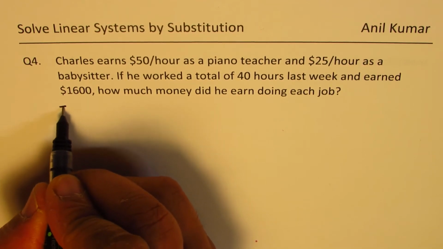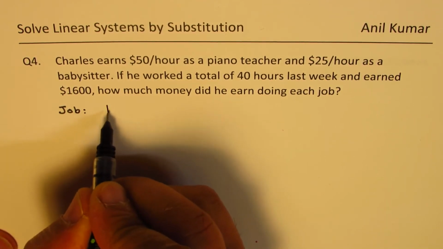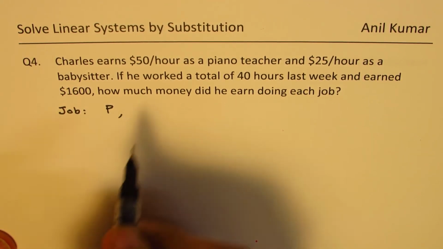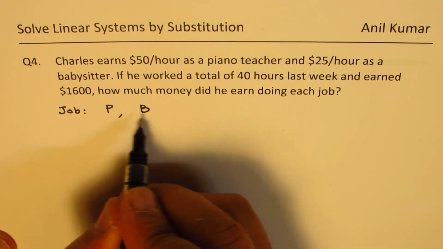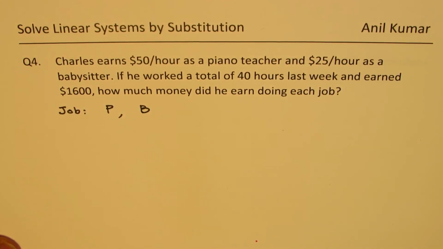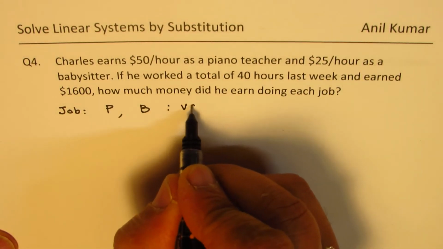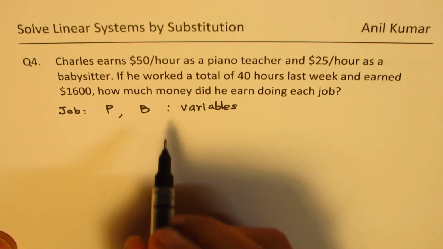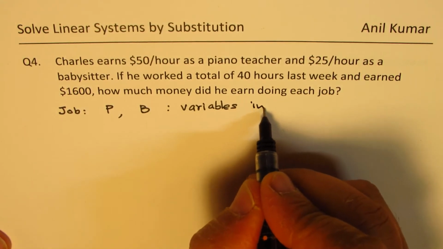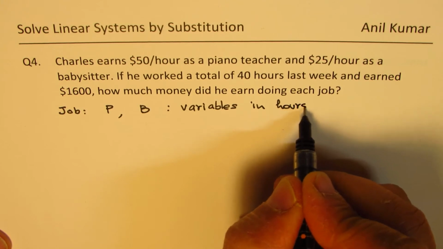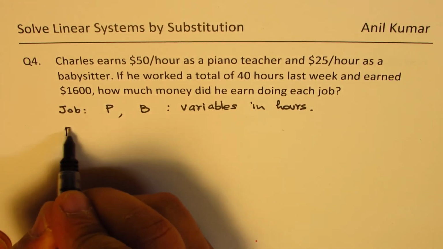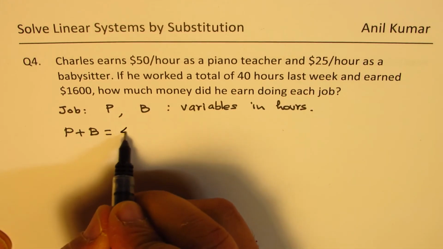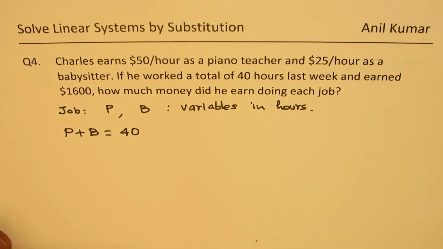One, we are saying the job is as a piano teacher, so we'll have P as our variable, and the other is a babysitter. So B, the other variable, right? So those are our variables, and both are in hours. That is the unit. Now, what is P plus B equal to? We are given a total of 40 hours, right? This is your first equation.